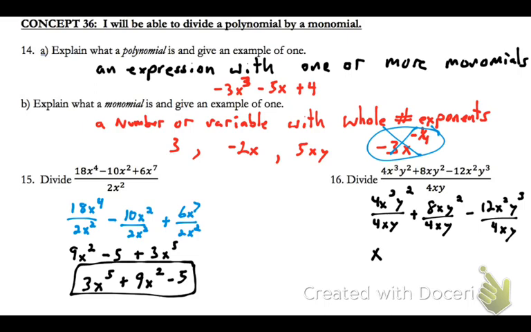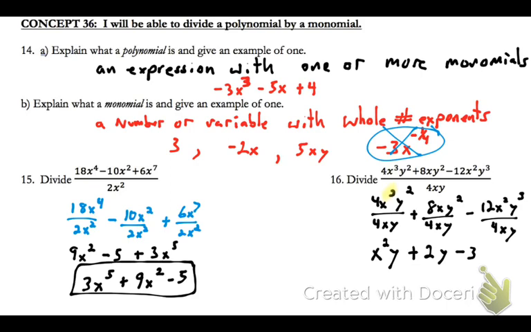Hold up, rewind. That is actually x cubed, if I could read my handwriting. So x cubed divided by x, 3 minus 1 is 2. Now y squared divided by y is y. 8 divided by 4 is 2. The x's cancel out. I'm left with y to the first. And negative 12 divided by 4 is negative 3.